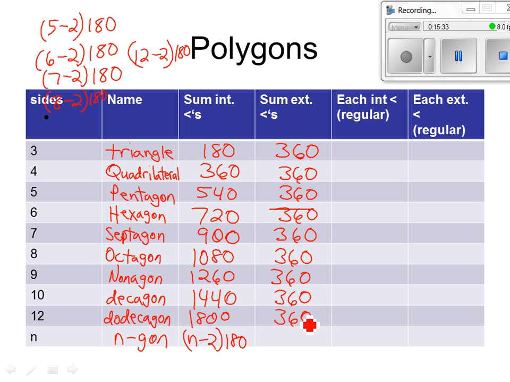What do you put down on the bottom, even for an n-sided one? 360 still, it doesn't matter what shape it is.